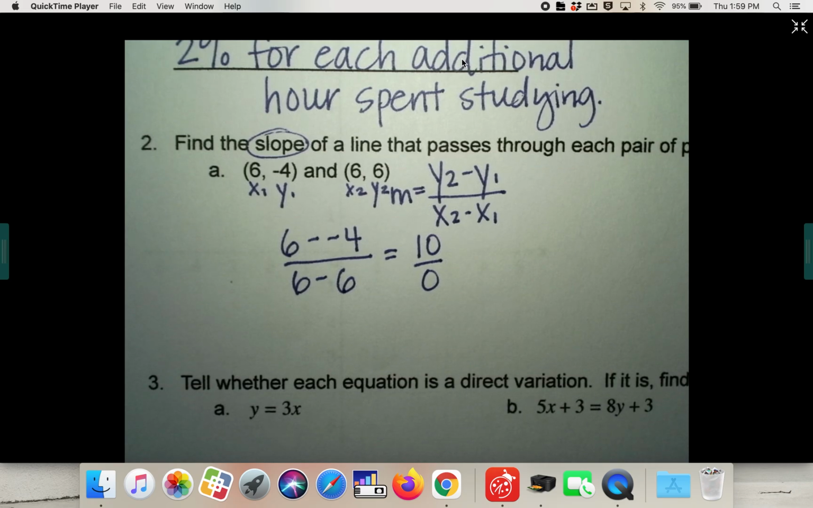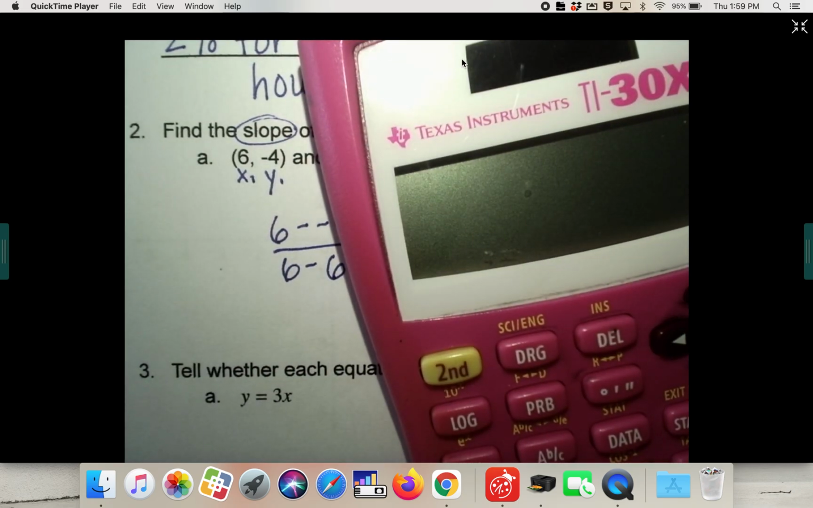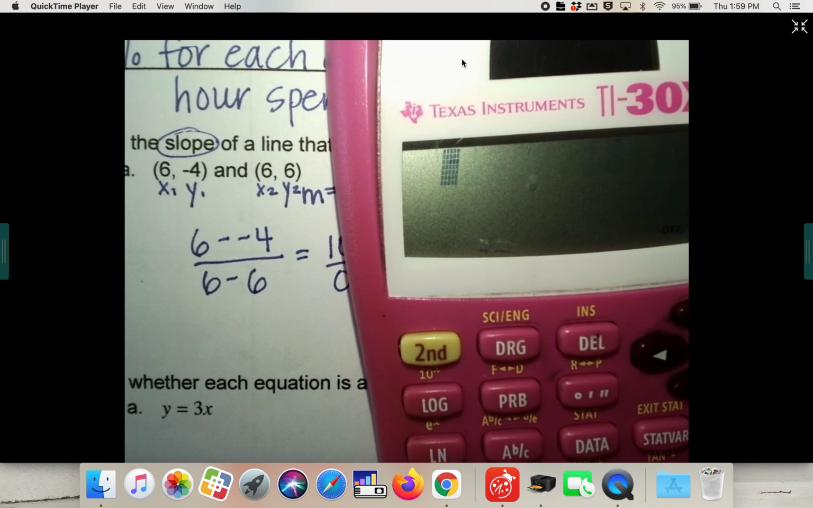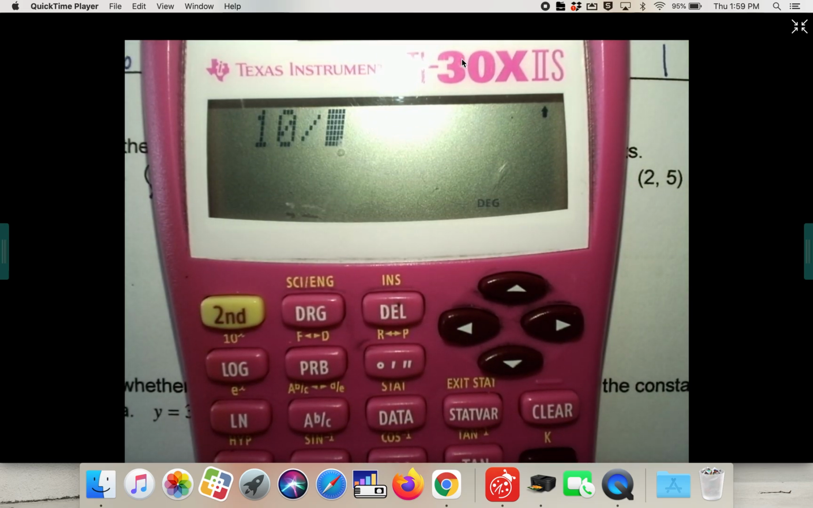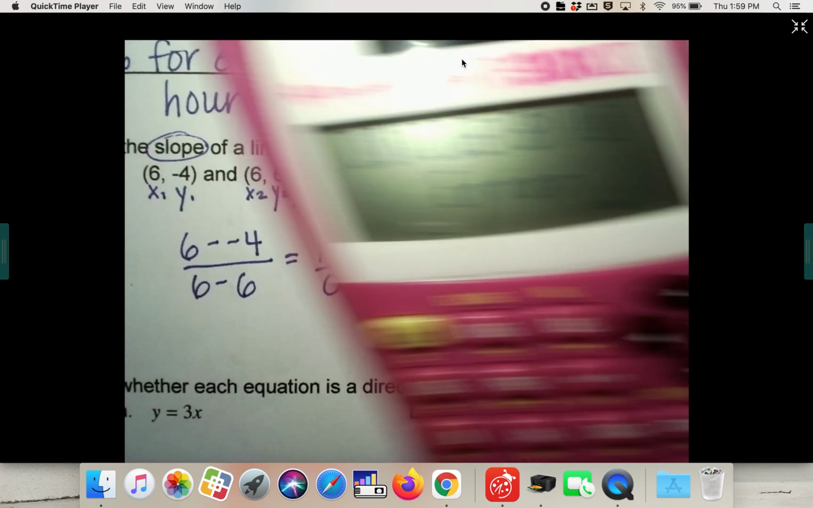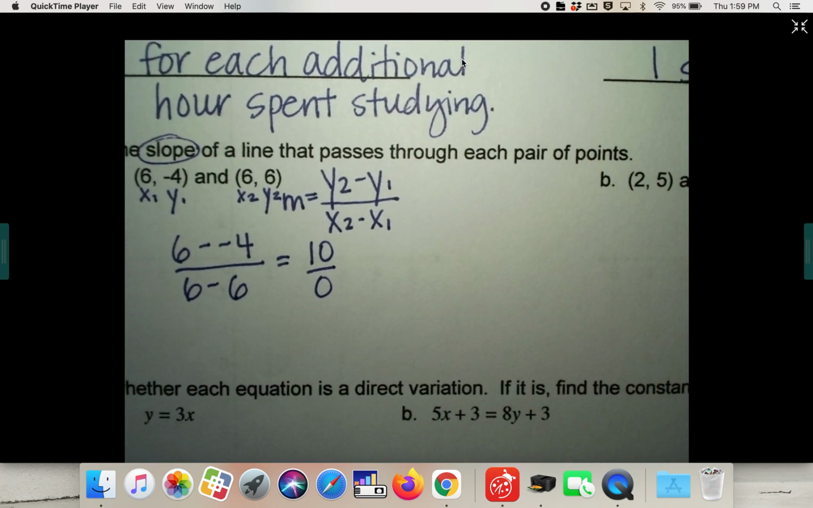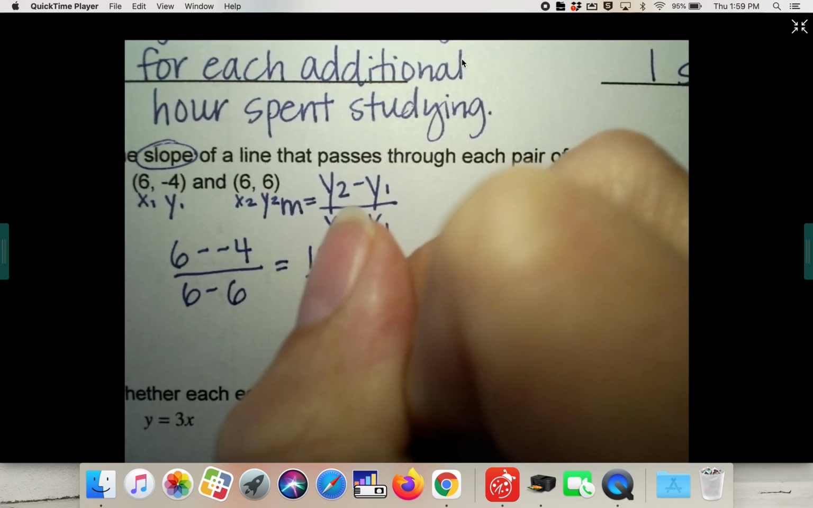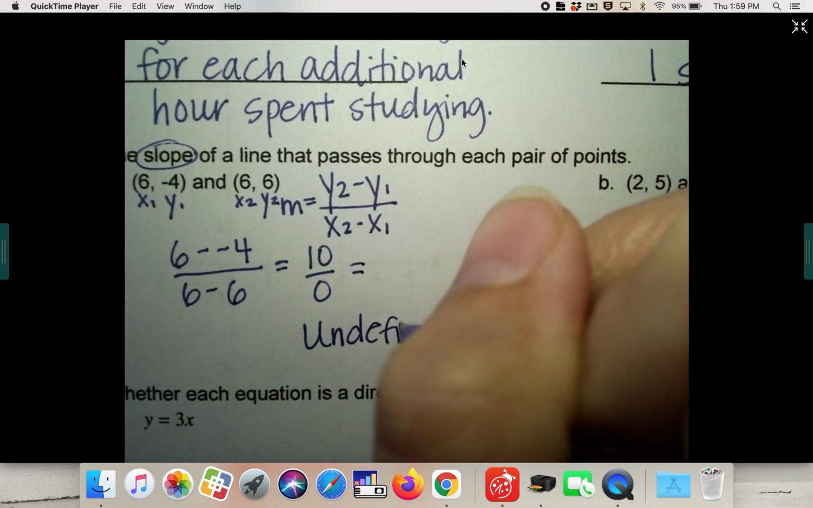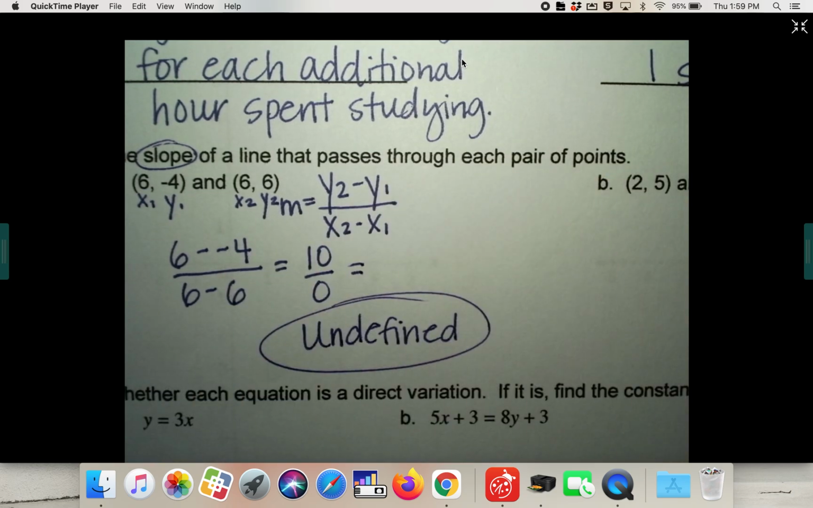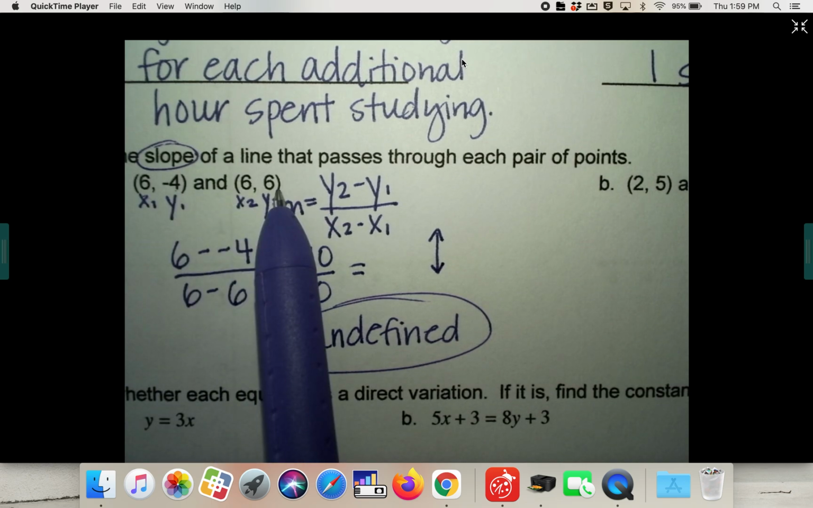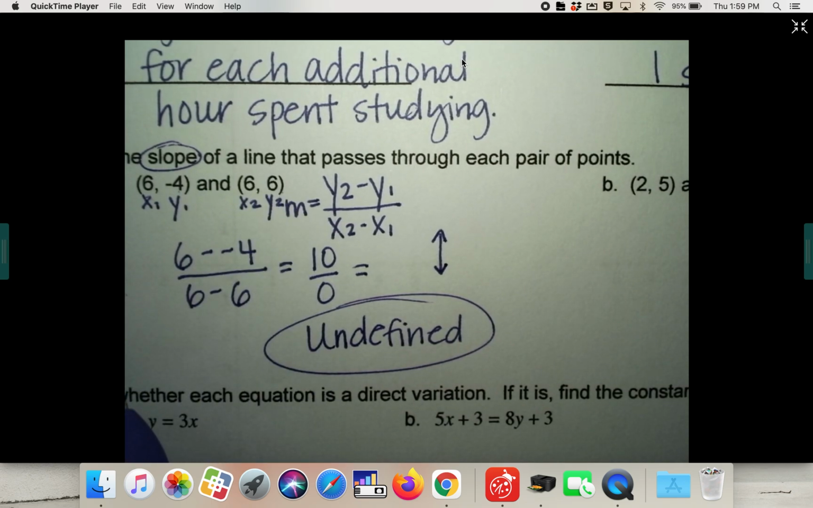If you can't remember if 0 can be on the top or on the bottom, take your calculator. I just ran and grabbed mine and do it. 10 divided by 0. Let's see. You have an error. So let's think about what that means. If you have 10 divided by 0 and that says error, that means the slope is undefined. Okay, that means it's going to be a vertical line if you were to graph it. And actually, you could go ahead and graph those 2 points on a quick little mini sketch and see that it would be a vertical line. So the slope is undefined.